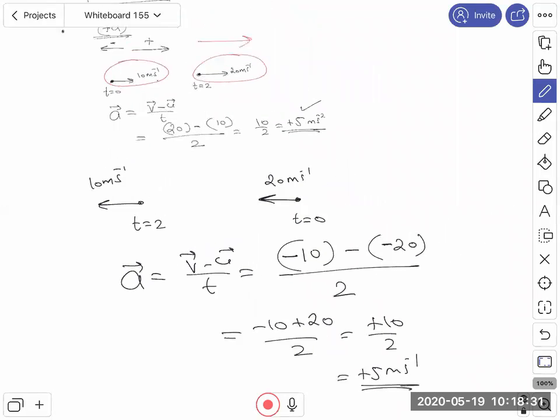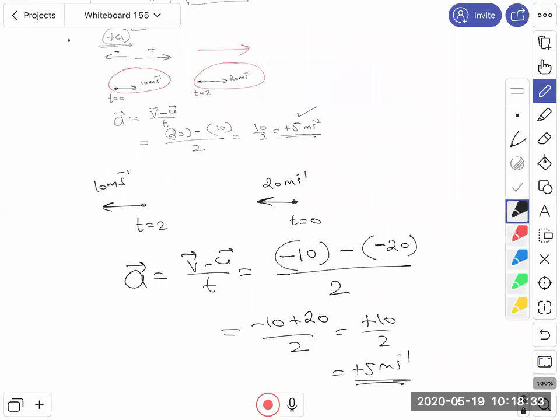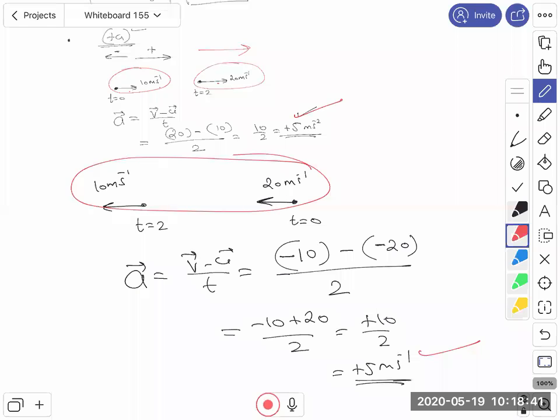So you can observe that in this situation, actually speed is decreasing, but the acceleration is positive. Over here, speed is increasing and acceleration is positive. So positive acceleration doesn't mean that speed is increasing. So positive acceleration means there is an increase in speed along the positive direction or a decrease in speed along the negative direction. Both are representing positive acceleration. Is it clear? Any doubt?